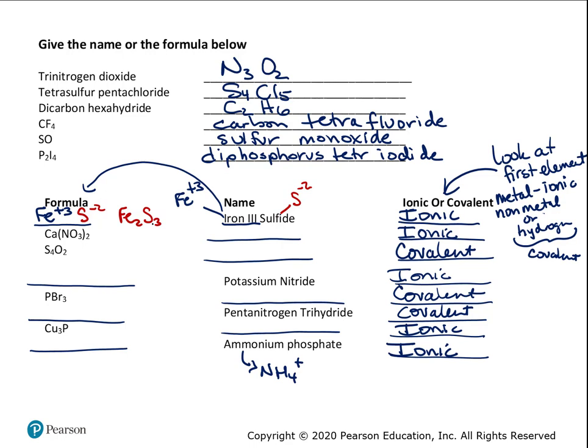What about the next one? I think naming this one's not too bad. Ca, parentheses, NO3, 2. Calcium. What's that NO3? Calcium. Whole name of the metal. And then NO3, you've got to recognize when you see a bunch of oxygens, it's going to end up being a polyatomic. That is the nitrate. NO3 is a nitrate ion.